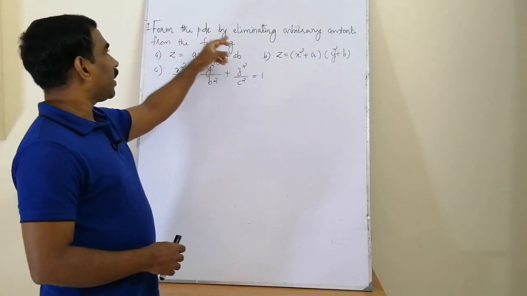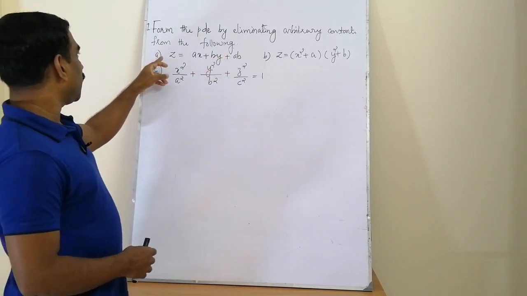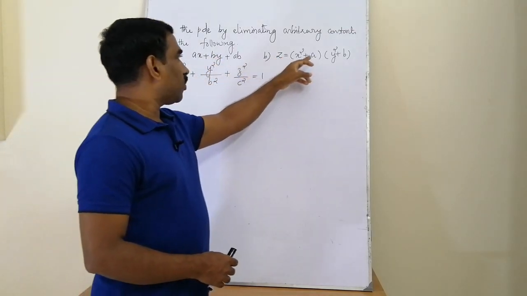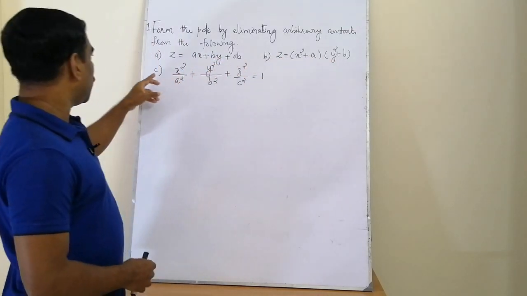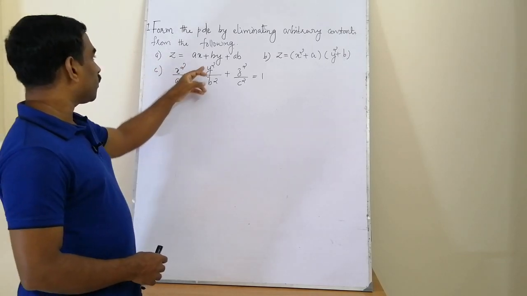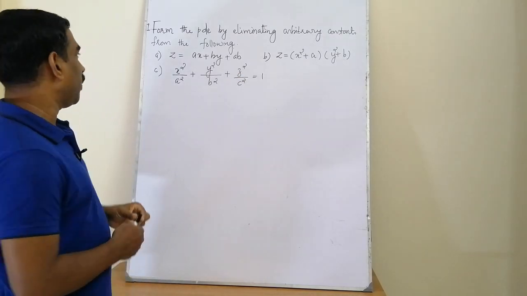form the PDE by eliminating arbitrary constants from the following. First, (a) z is equal to ax plus by plus ab, (b) z equal to x square plus a into y square plus b, and (c) another implicit relation, x square by a square plus y square by b square plus z square by c square equal to 1. Let us consider one by one.